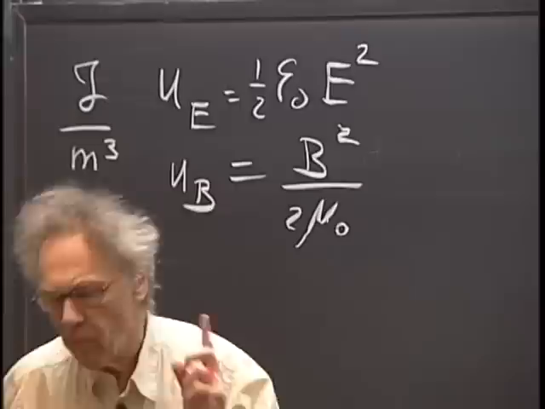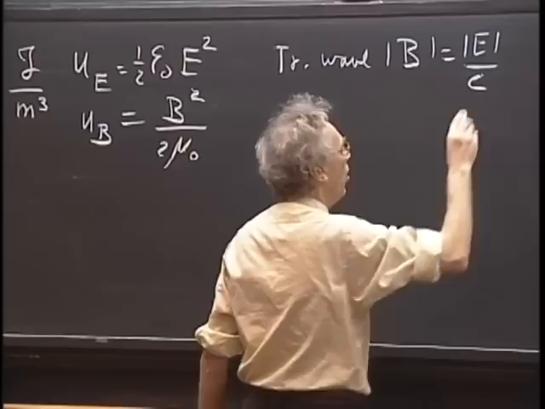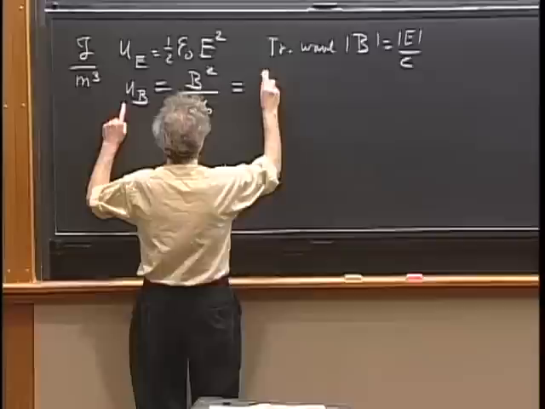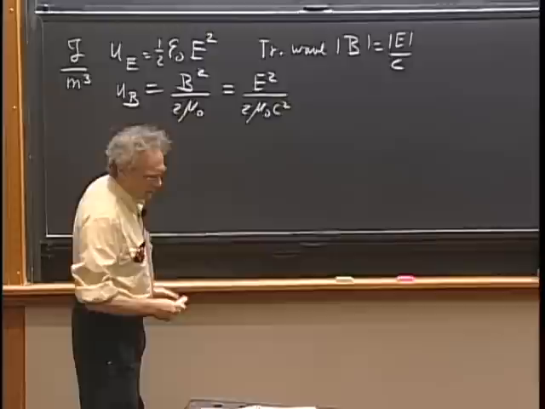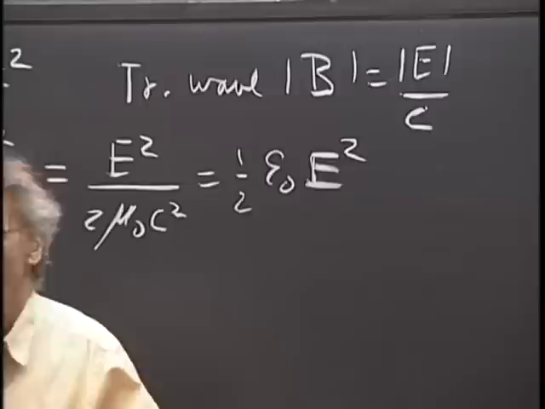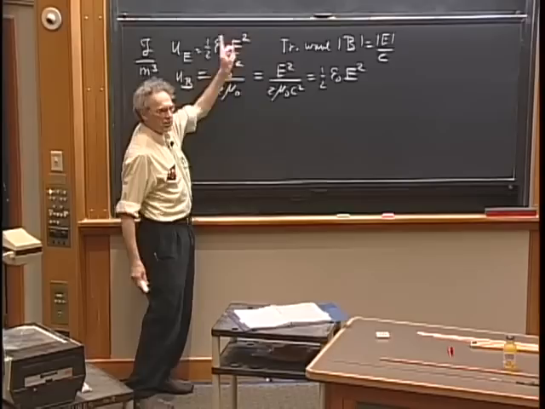Now, a traveling electromagnetic wave, so this is now a traveling wave, we know that the magnitude of B is the magnitude of E at any moment in time divided by c. So I can write this as E squared divided by 2 mu 0 c squared. But c squared is 1 over epsilon 0 mu 0, so this is also 1/2 epsilon 0 E squared. And what you see now is so wonderful, so beautifully symmetric in electromagnetic waves. One is the same as the other. One cannot exist without the other. And look, the energy density in the electric field of a traveling wave is exactly the same as the energy density in the magnetic field.